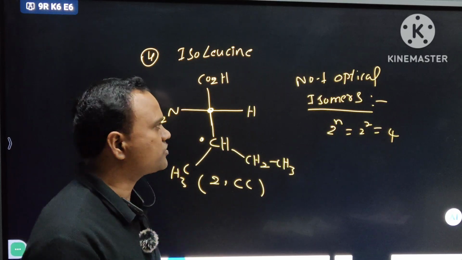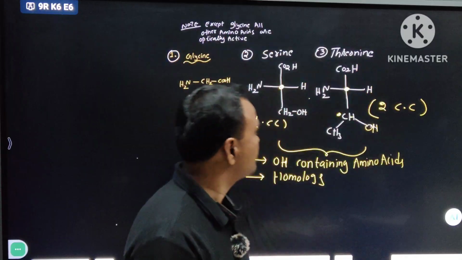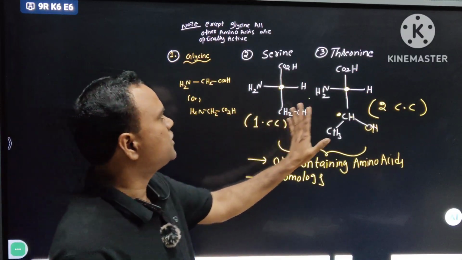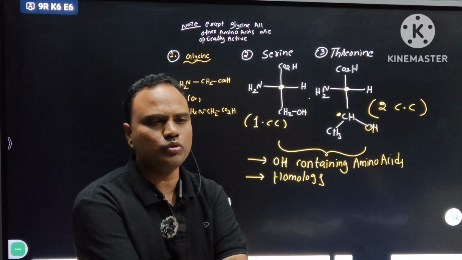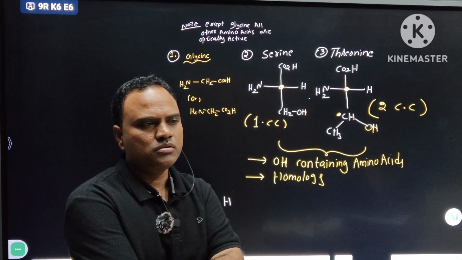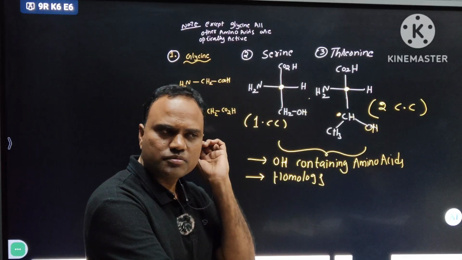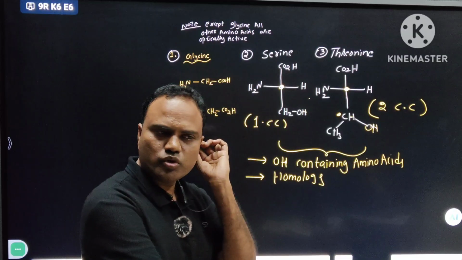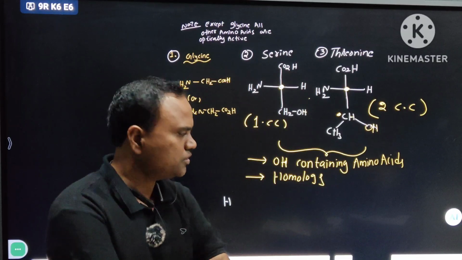Right. Take a screenshot. Once observe glycine, optically inactive, serine and threonine. What is the importance of these 2 homologs? 2 chiral centers are present in threonine, 1 chiral center is present in serine, and what is another point? Both are having OH groups, OH containing amino acids. You have to prepare like that.